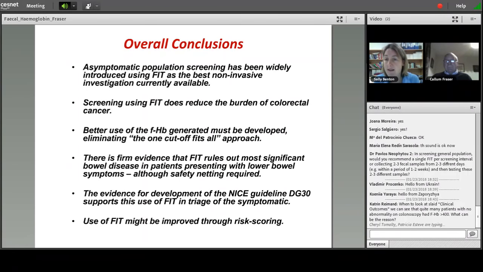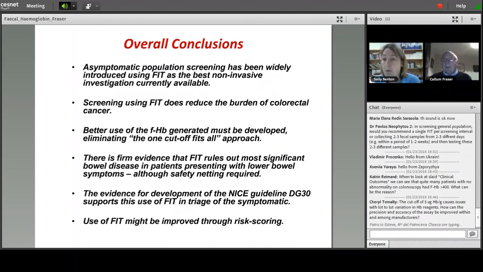Great, thanks, Callum. And then a second question from the same participant is around screening with FIT, and would you recommend using a single FIT for screening within an episode, or 2 to 3 samples within the same episode collected over different days?